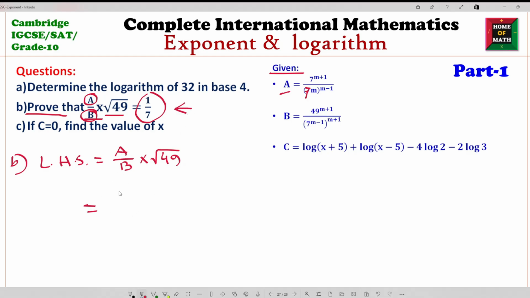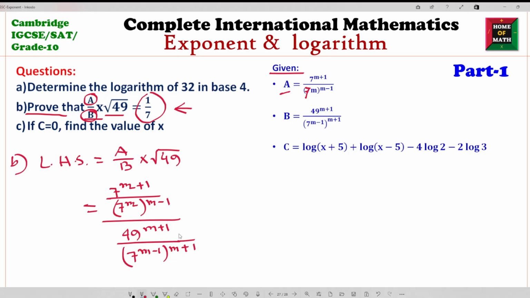So a we can write as 7 to the power m plus 1 divided by 7 to the power m, and to the power m minus 1, and b means 49 to the power m plus 1 divided by 7 to the power m minus 1, and to the power m plus 1, times root 49, which we can write as 7. Okay, and here we can use the equal sign.